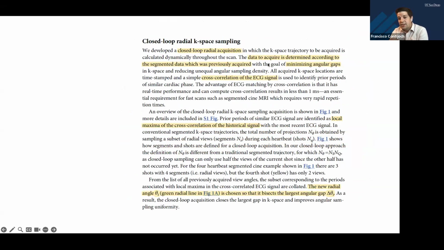Basically what we designed in 2D was an algorithm that would first look at the ECG in the past and find areas that were similar using the cross correlation. And then it would look at the case-based samples that were acquired at those points and then try to minimize the largest gap. So that's a fairly straightforward tool. Wherever the largest gap is in angles, you can put a sample right in between it and continuously try to break any of the large gaps into smaller ones. And so the cross correlation is great because it's really fast.